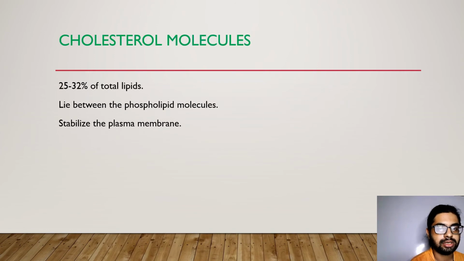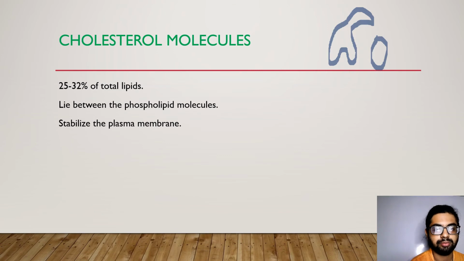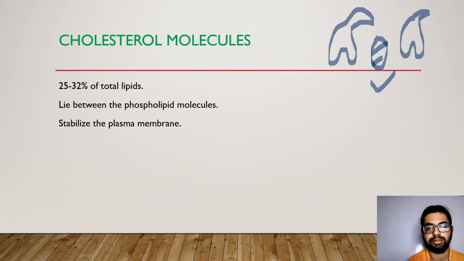Cholesterol molecules, as I have mentioned, if this is the phospholipid molecule, alongside we have the cholesterol. This is the cholesterol moiety, and it accounts for 25 to 30% of the total lipids, and it lies between the phospholipid molecules. So if this is cholesterol, this is phospholipid, so again there will be one phospholipid. So this cholesterol is lying between the two phospholipid molecules, and thus stabilizes the plasma membrane or the cell membrane.